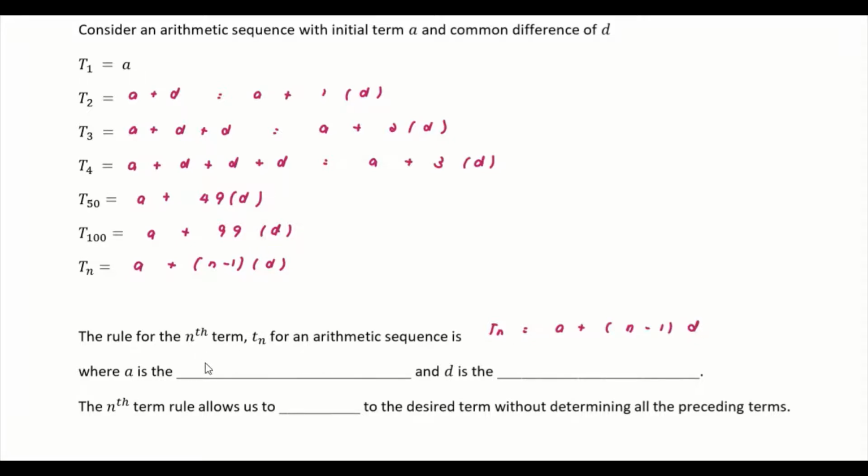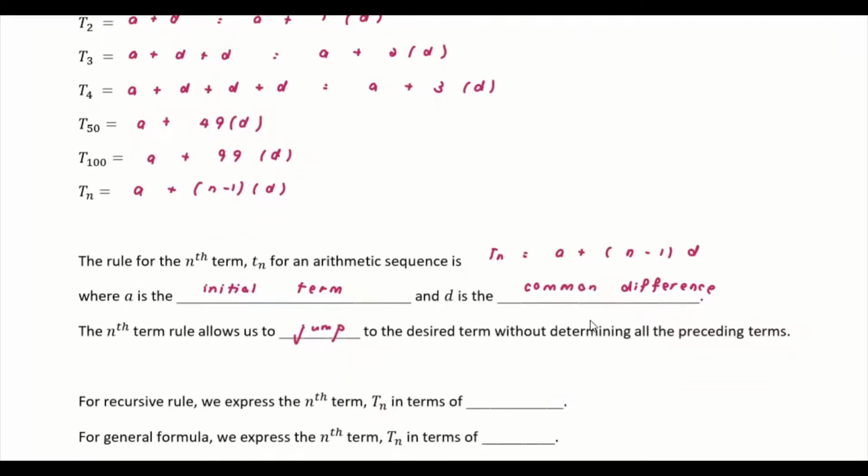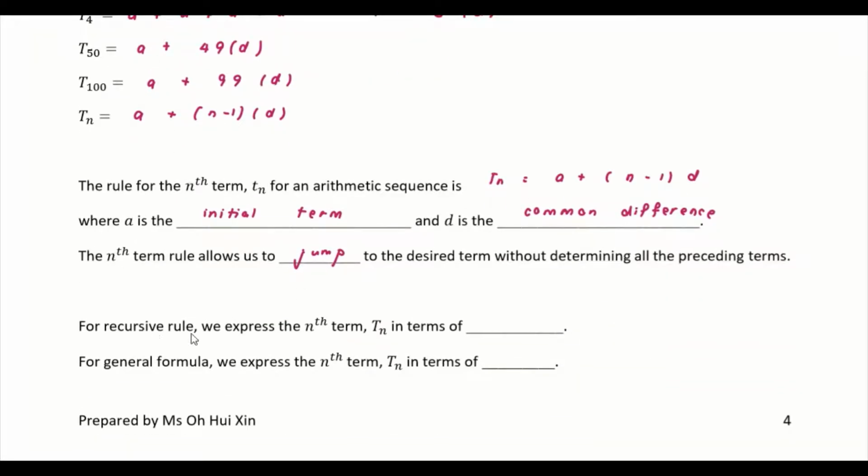Where a is the initial term, and d is basically the common difference. You must make sure that it can be positive or negative, depending on your sequence. So you need to check properly whether your sequence is decreasing or increasing. The nth term rule allows us to jump to any desired term without determining all the preceding terms. If you can recall, when we talked about the recursive rule, we were relating our nth term to the n minus 1 term.